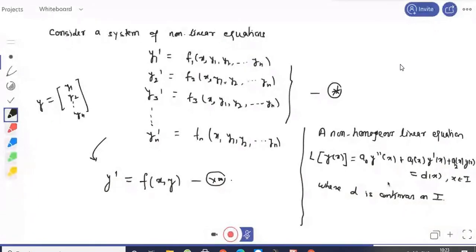If we try to write this linear differential equation, if d(x) equals 0, this means the linear differential equation is homogeneous. If d(x) is non-zero, or any continuous function, meaning non-zero terms, then this differential equation is non-homogeneous.